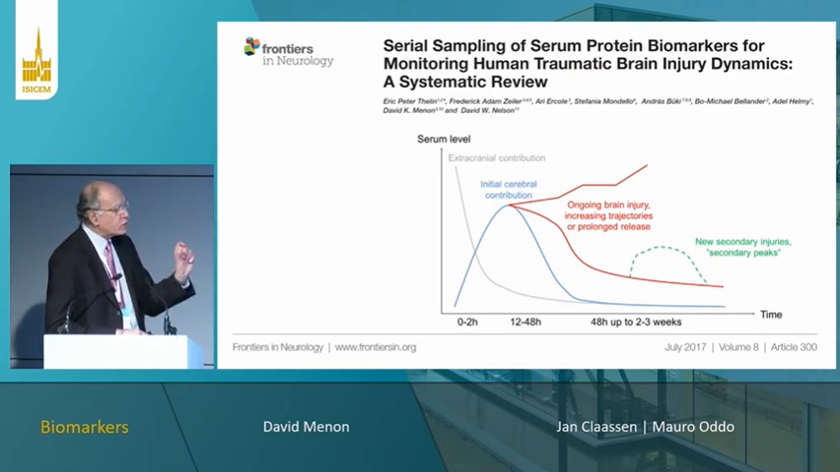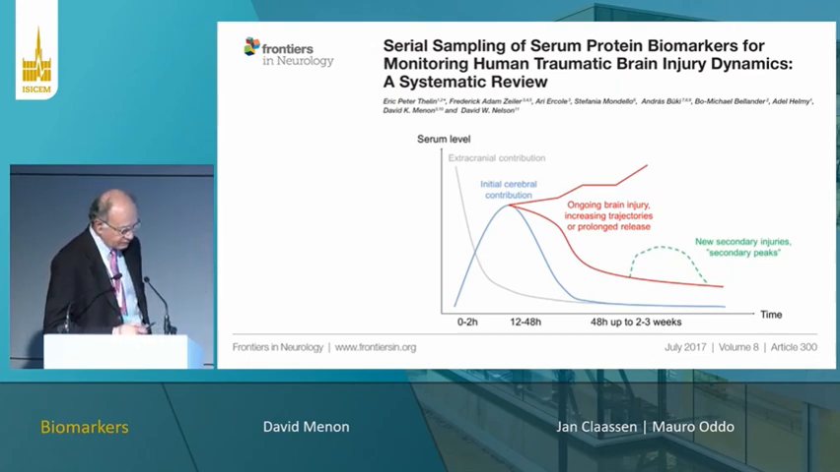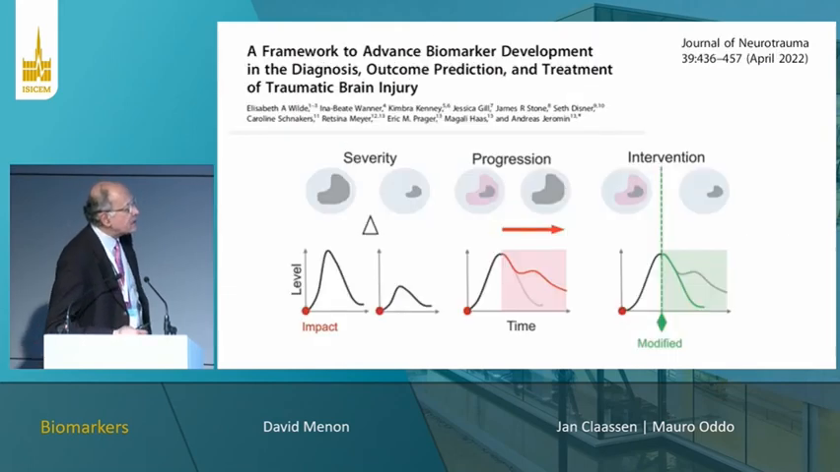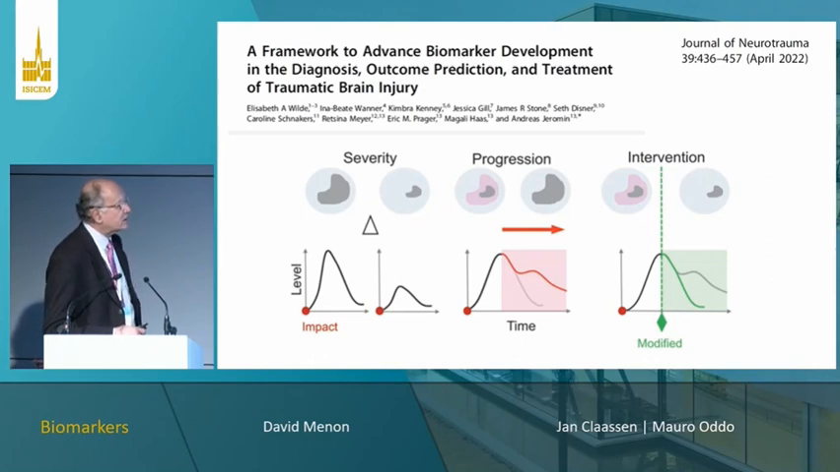Now, the use of this is very rational, but hasn't really been widely documented. And those of you who are interested in trying this, I would advise you to go to this review article. It can also be used not just for ongoing therapies, but also to devise new therapies. And this paper from Elizabeth Wild and colleagues in the Journal of Neurotrauma last year really talks about the 3 ways in which we can look at this.